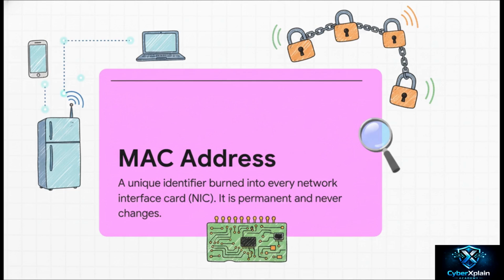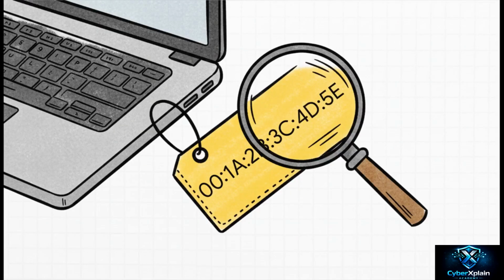Now, unlike an IP address, which can change all the time depending on what network you're on, a device's MAC address is permanent. It's a key part of network security for sure. This is what one looks like.